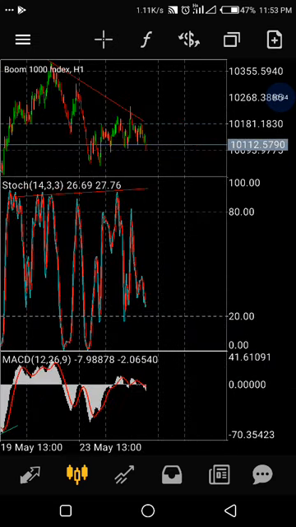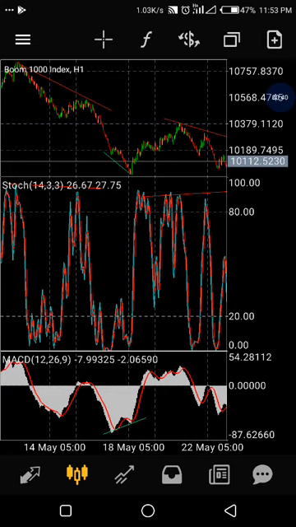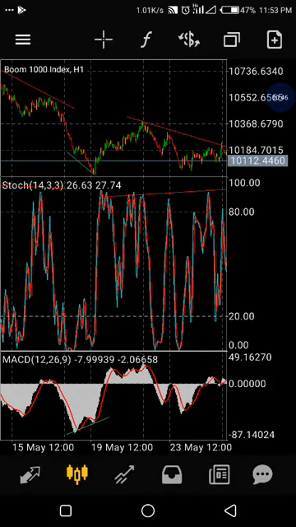At that point where the price action is making a higher high and the indicator is making a higher low, and we are getting it, that's called a divergence.